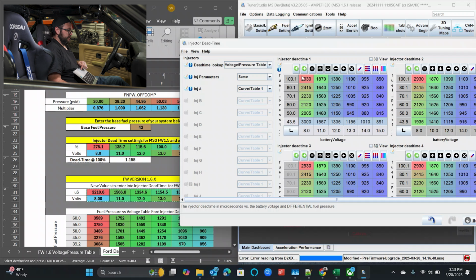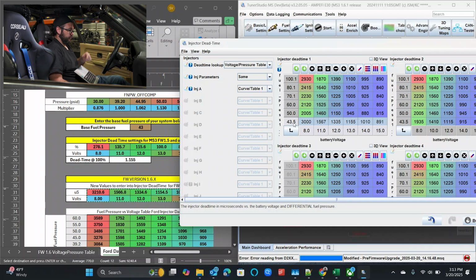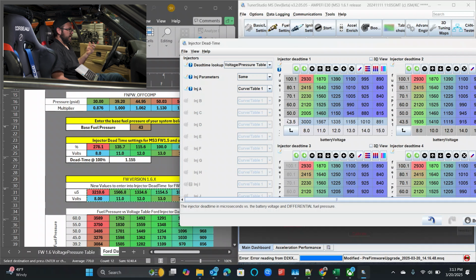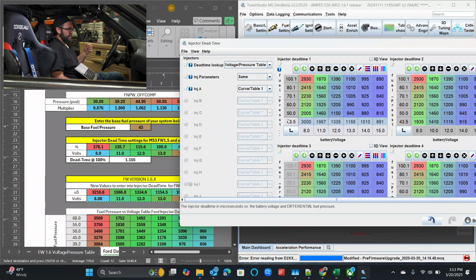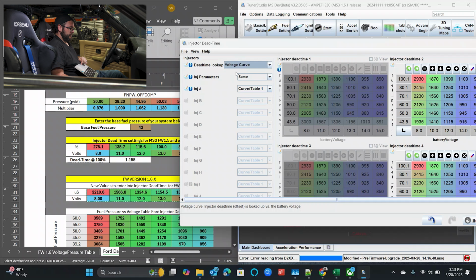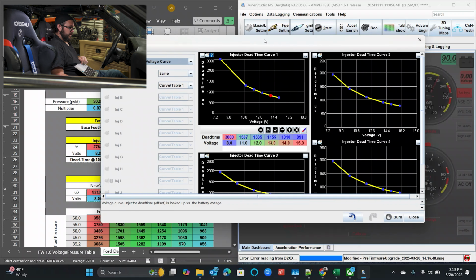So if you want to fill your table out, you're going to need to make sure that whatever pressure you're running is set to that lowest row, which obviously is not ideal. If you're using a returnless style fuel system, you absolutely need to be using a sensor for fuel pressure feedback. So I'm going to leave this on curve, and we're ready to go.